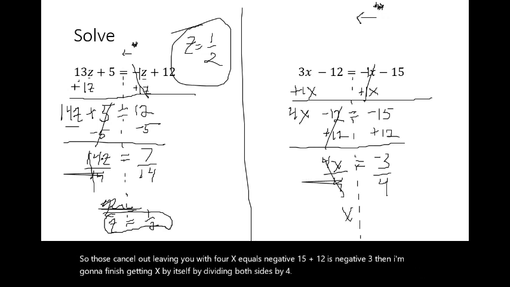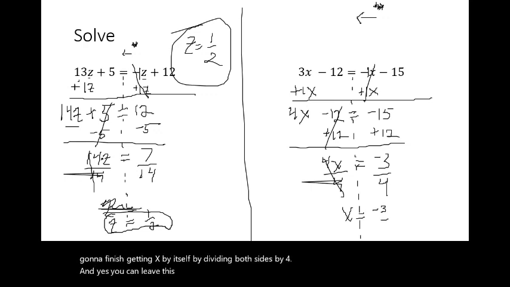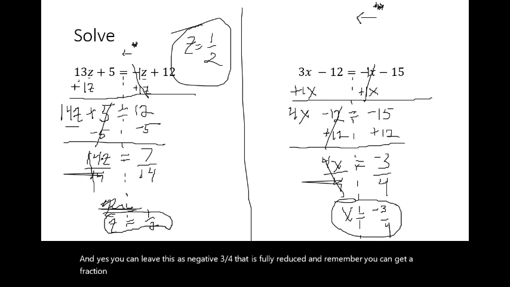And yes, you can leave this as -3/4. That is fully reduced. And remember, you can get a fraction as a final answer, and you will get these a lot. So x equals -3/4 is your final answer.